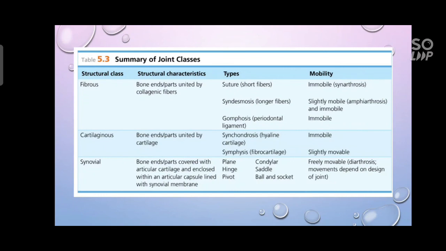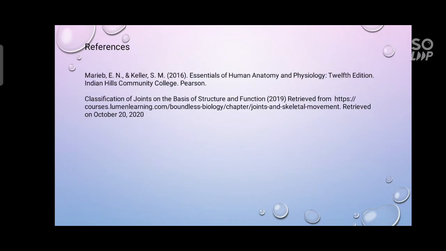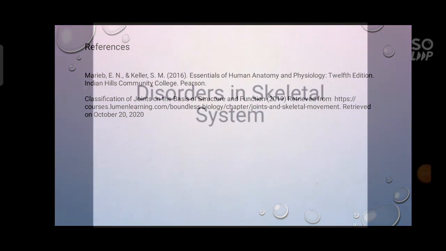We have here a table for the summary of joint classes. So we have structural class, structural characteristics, types, and mobility. That's all for the classification of joints and joint movements. Thank you. Disorders in skeletal system.